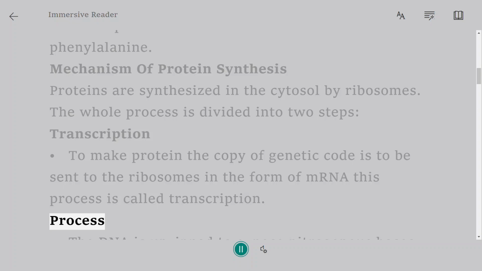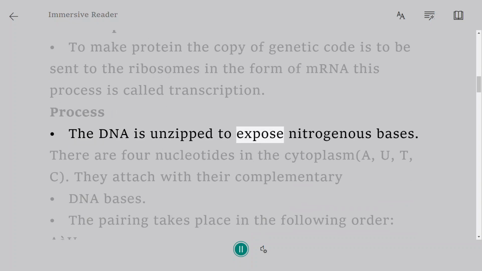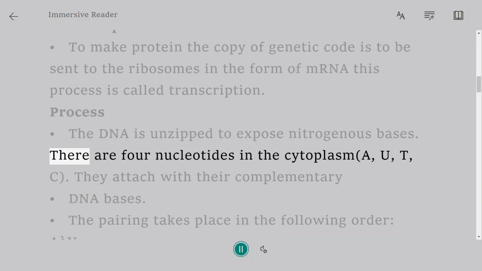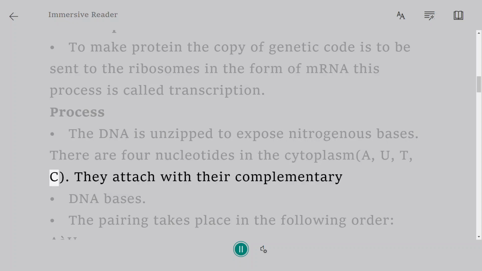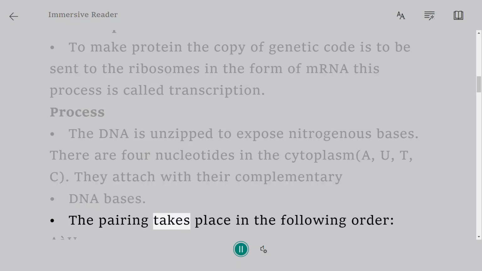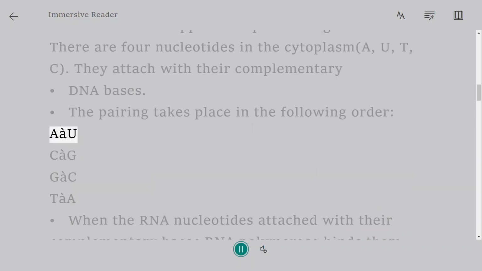Process. The DNA is unzipped to expose nitrogenous bases. There are 4 nucleotides in the cytoplasm, A, U, T, C. They attach with their complementary DNA bases. The pairing takes place in the following order: AAU, CAG, GAC, TAA.